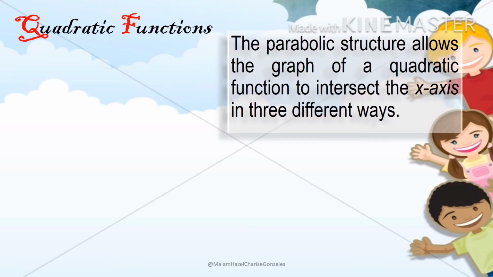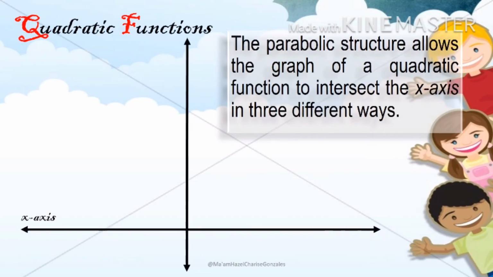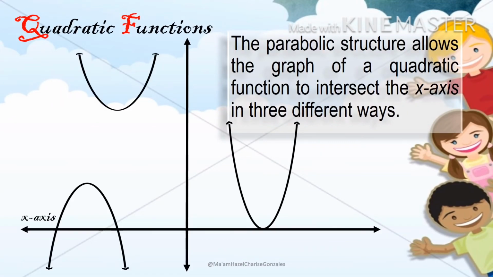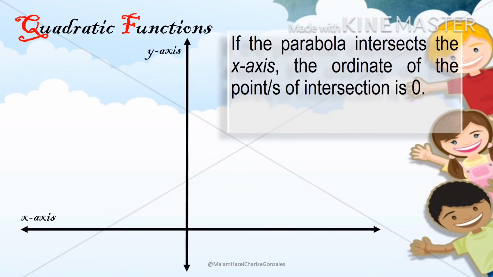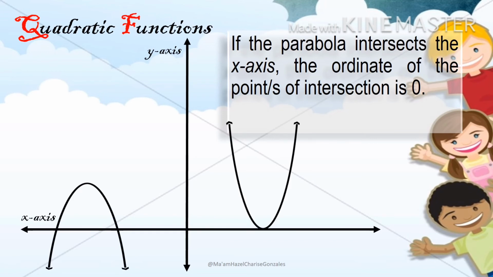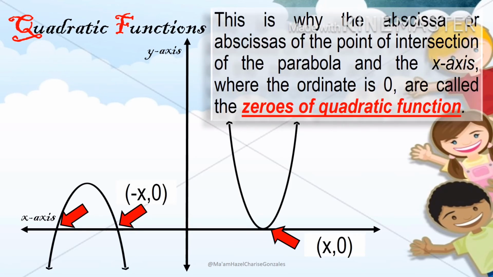The parabolic structure allows the graph of quadratic function to intersect the x-axis in three different ways. It may cross the x-axis once, twice, or none at all. If the parabola intersects the x-axis, the ordinate of the point or points of intersection is 0. This is why the abscissa or abscissas of the point of intersection of the parabola and the x-axis, where the ordinate is 0, are called the zeros of quadratic function.